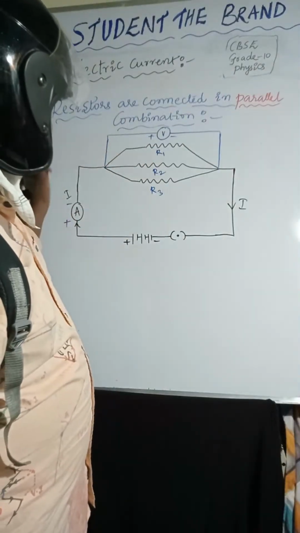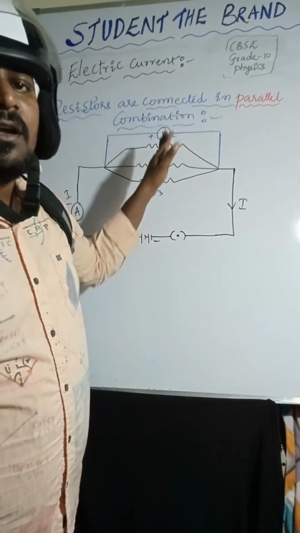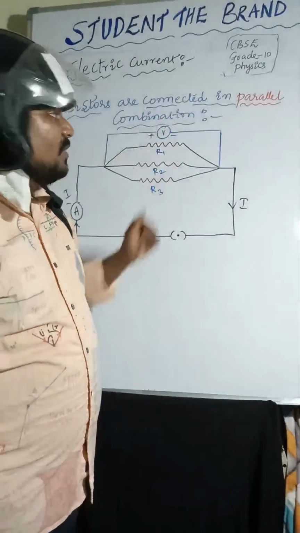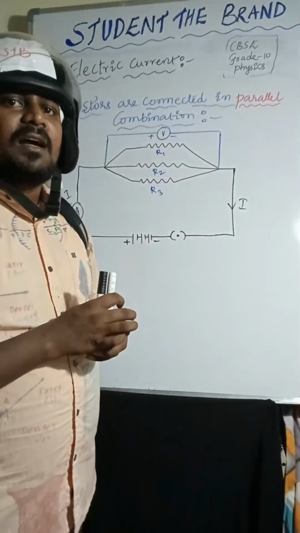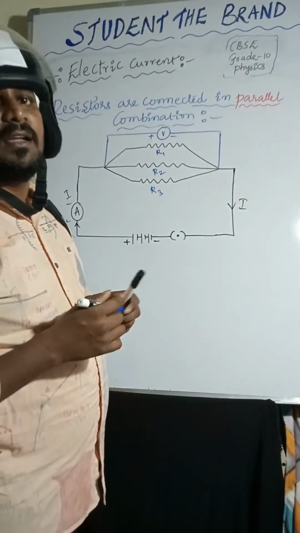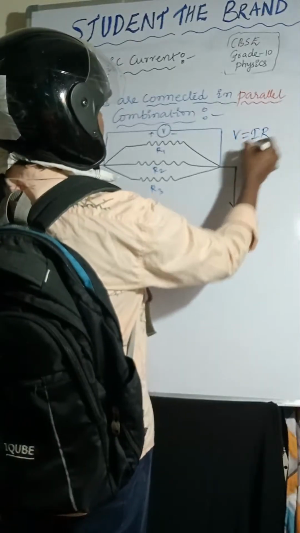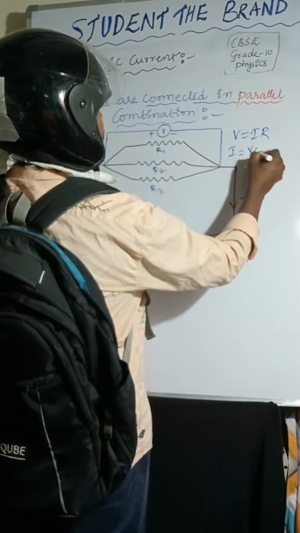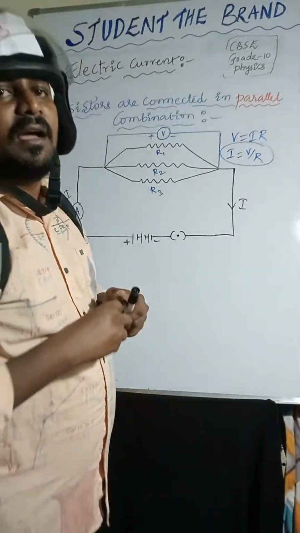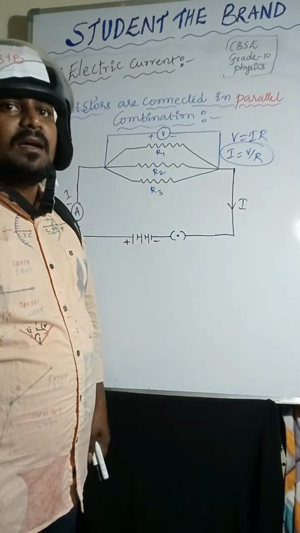Current is passing. Ammeter and voltmeter. Voltmeter is connected across R1, R2, R3 because potential difference is the same across R1, R2, R3. From Ohm's law, V equal to IR, and I equal to V by R. Right? Yes.